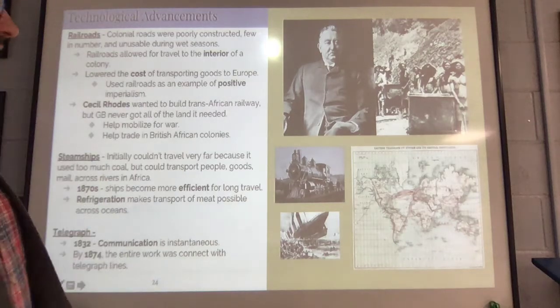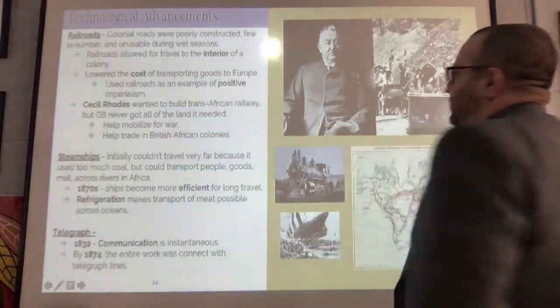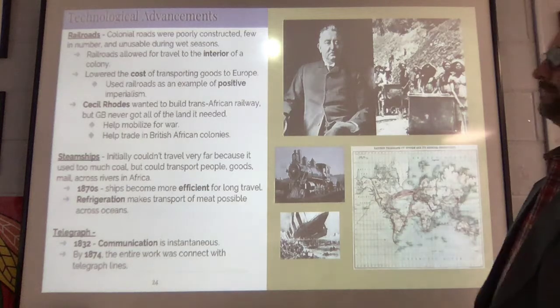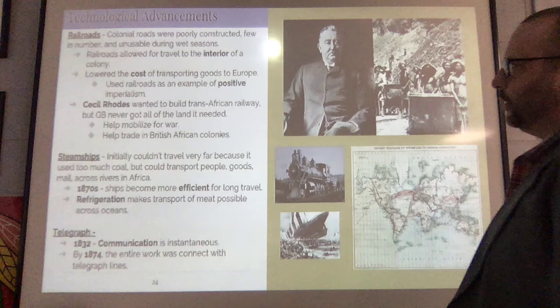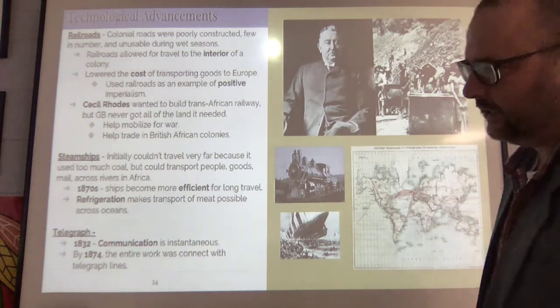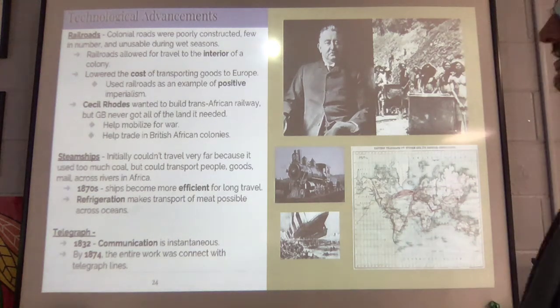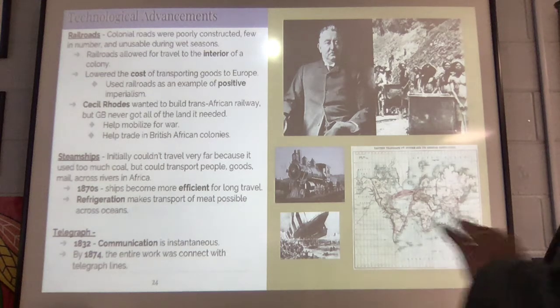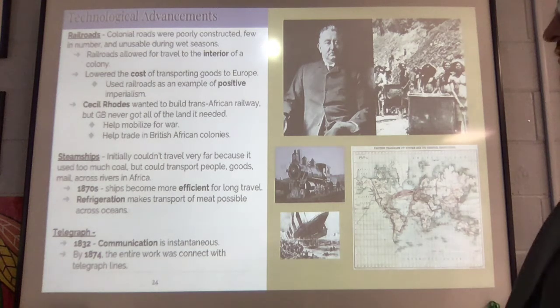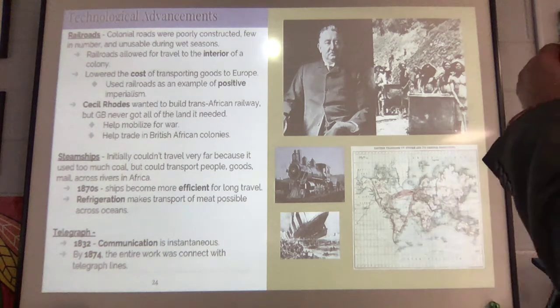Well, we're going to start with some technological advancements up here. A lot of pictures, a lot of folks up here. We have discussed this before. We've discussed railroads and how colonial roads were absolutely poorly constructed. Sadly, a lot of these places, especially in Africa, are still the same today. Many of them were few. They were unusable during wet seasons. They would wash away. So the technology for transportation was absolutely horrendously awful.